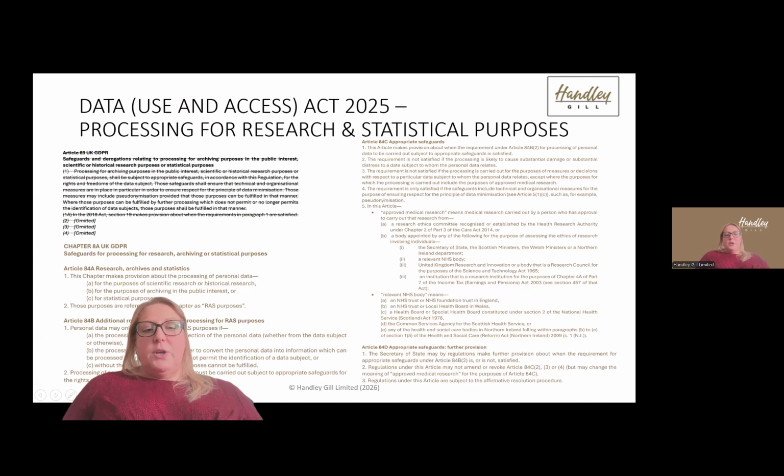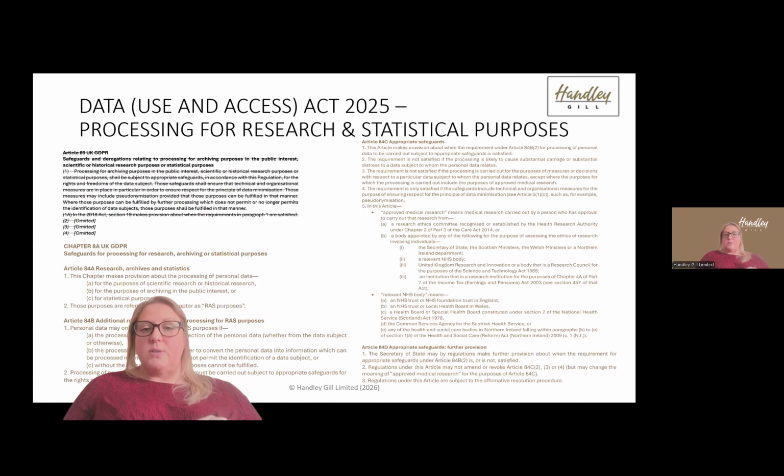You've then got a new Chapter 8A inserted into the UK GDPR. Article 89, which had the safeguards for processing for RAS purposes, has been deleted. That's now been replaced with a new Chapter 8A and Articles 84A to D, establishing the requirements for processing for RAS purposes. So the processing must be the collection of data, and the data is then either converted into aggregated data, so information which doesn't permit the subject to be identified, or you've collected data and without this processing you couldn't fulfill your RAS purposes.